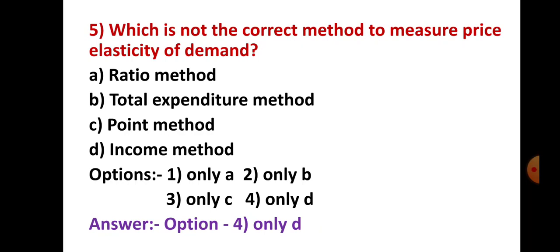Ratio method is the correct method to measure price elasticity of demand. Total expenditure method is also correct. Point method is also correct, but income method is the wrong method. That is not a correct method to measure price elasticity of demand. We use income method in the calculation of national income. So what is the answer here? Here answer is option number 4, only D, that is the income method.